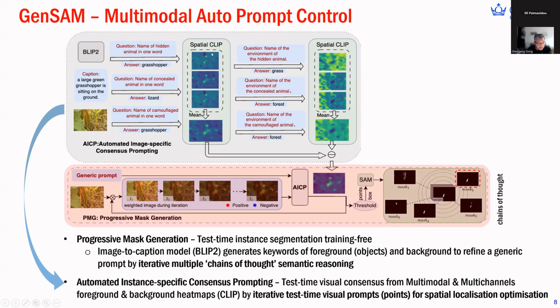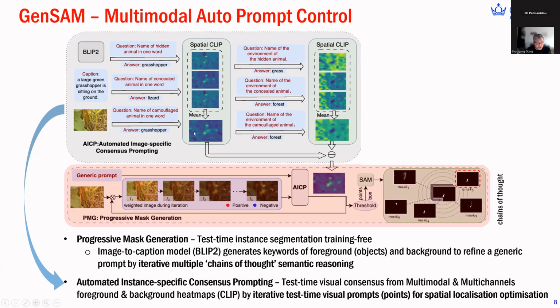The heat map, which is a CLIP attention map, then answers a set of questions and generates another set of hypotheses for the background. So this is the foreground and this is the background. We generate multiple hypotheses for the foreground and its corresponding background. In other words, it's trying to reason about what is plausible, with multiple hypotheses for both foreground and background. In the process, we're using BLIP2 as a caption model to generate those keywords for foreground and background, and we're using CLIP to generate the visual heat map.